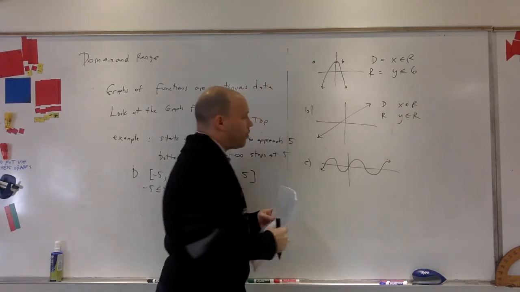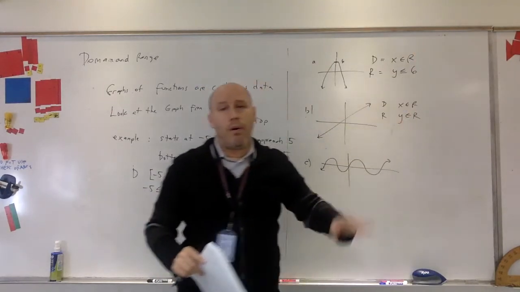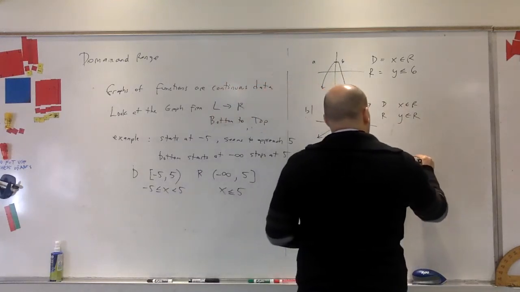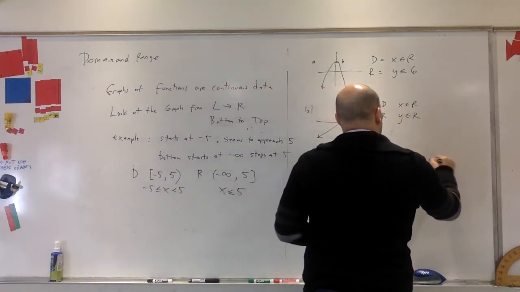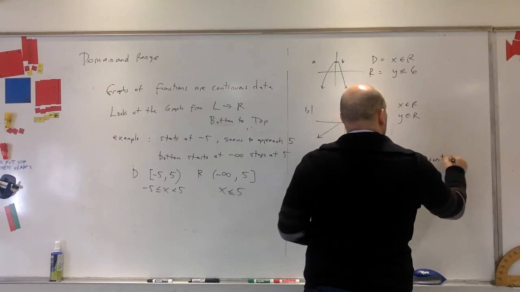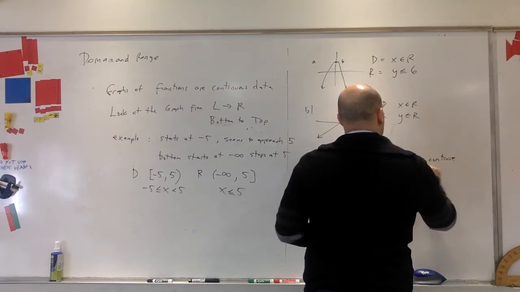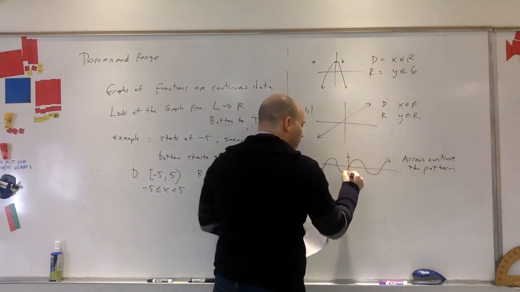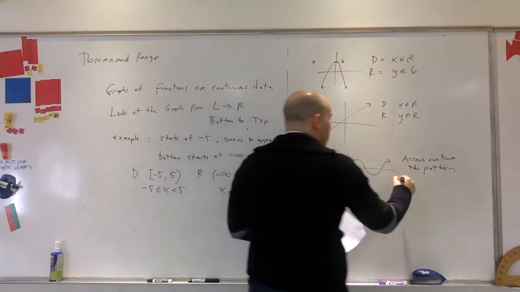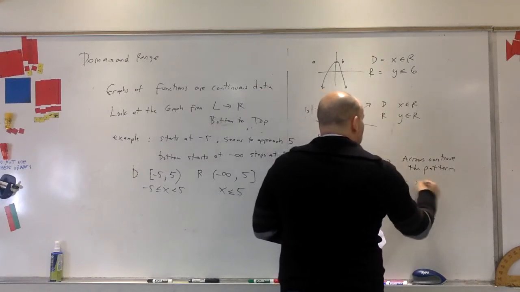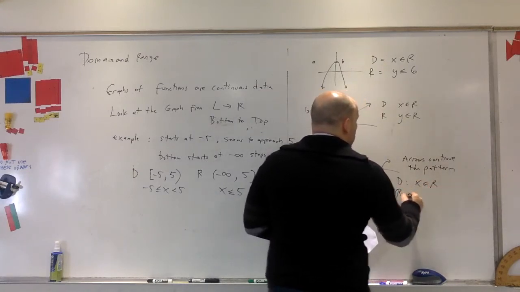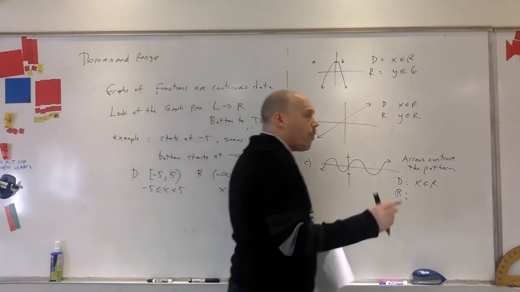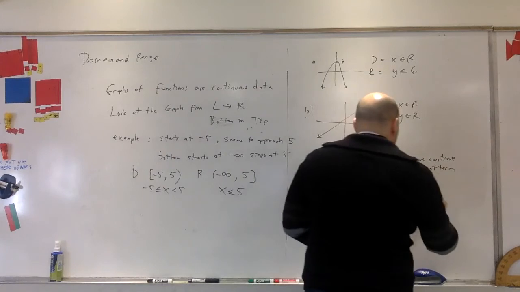Now, you might say, hey, Mr. Riley, the arrows are going up. No. The arrows continue the pattern. So I'm telling you that there's a maximum of 2. We say the domain is x is all the reals, but for the range, you notice that it reaches the max of 2 and the minimum of negative 2. We'll be studying this in the trigonometry chapter.